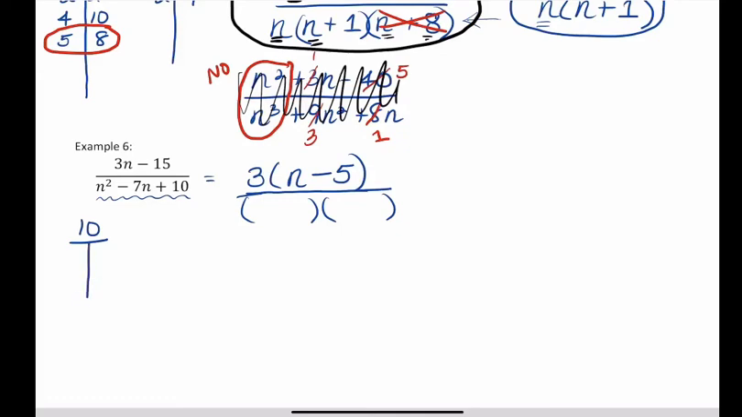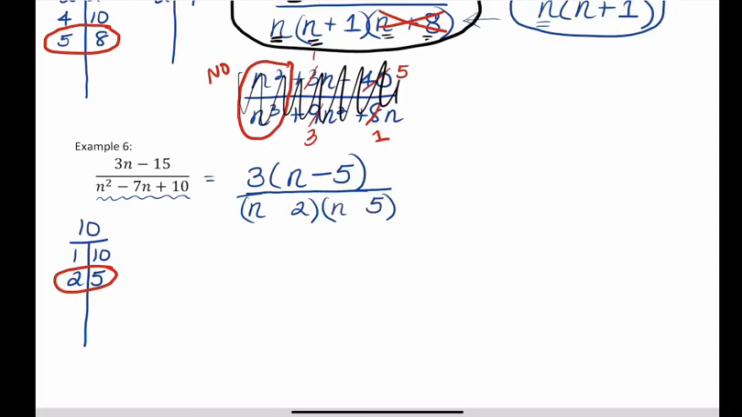So you got 10 here. When I factor 10, it's going to be 1 and 10, 2 and 5. And that is all you can factor for 10 in terms of factor pairs. And we want factor pairs that will make 7. It's got to be 2 and 5. So I'm going to put n here, 2 here, n here and 5 here.